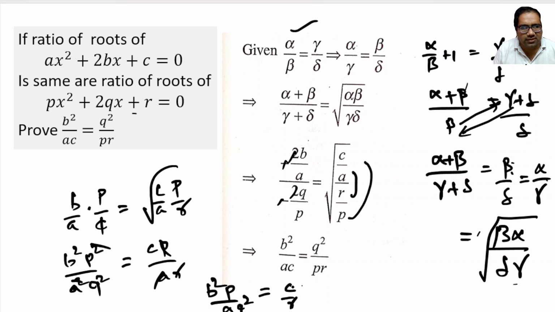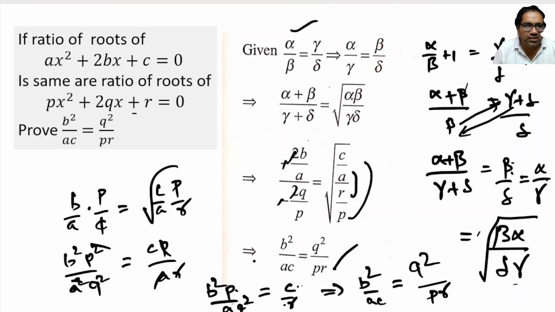If you put this side, this automatically means b square by c into a, b square by ac is equal to q square. If you push it this side, q square by this p into this r. Right? b square by ac is equal to q square by pr. Very simple problem. b square p by a q square is equal to c by r. We are pushing q square to the other side and c to this side. Similarly, we are pushing p to the other side. b square by ac is equal to q square by pr.